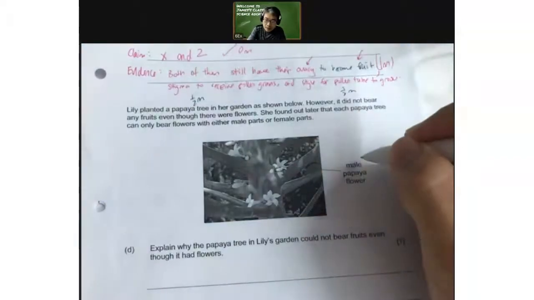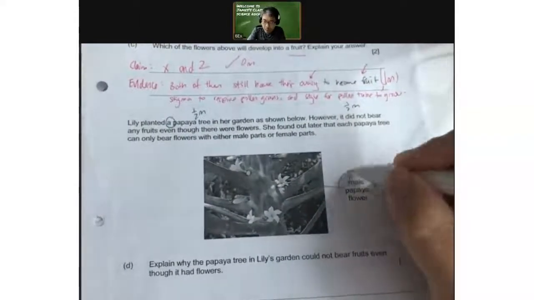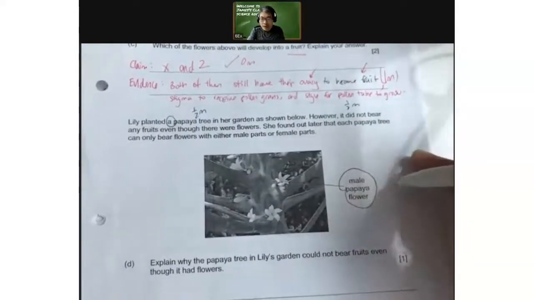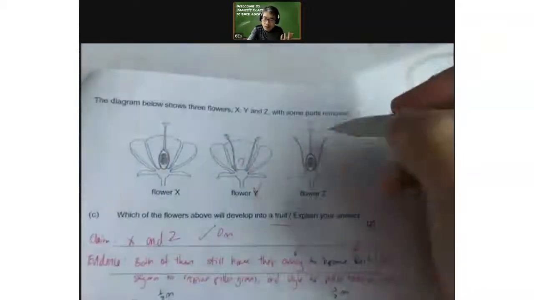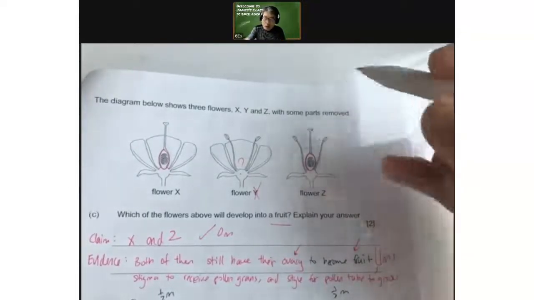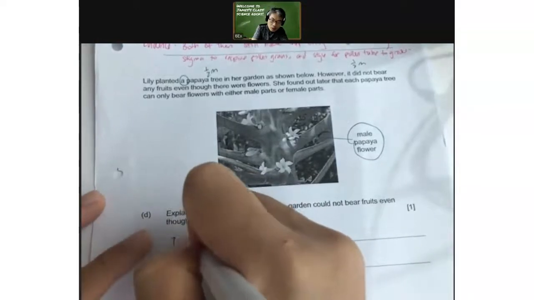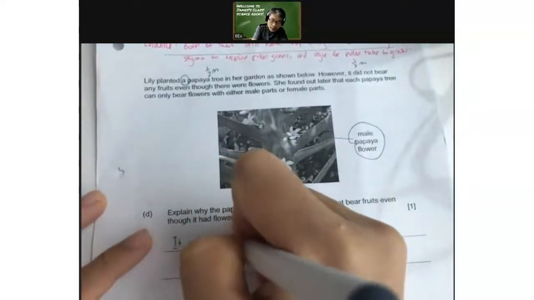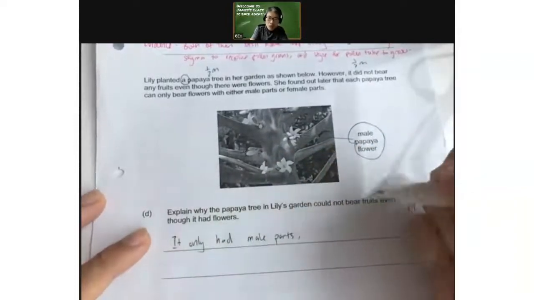Because firstly, there's only one tree. And the tree only had male papaya flowers. So if there are no female papaya flowers, then no pollination is possible. No fertilization is possible. Of course, there are no fruits. So why, if the papaya could not bear fruits, it only had male parts. So what if it only has male parts?